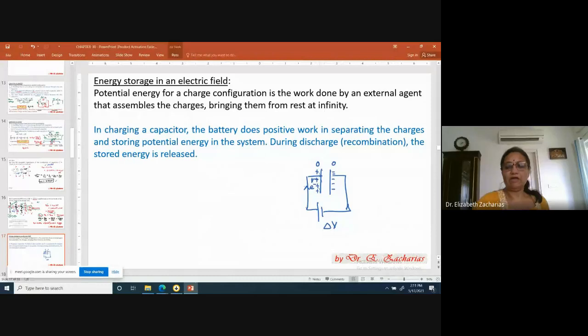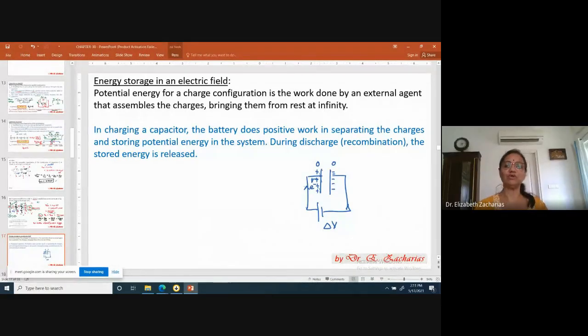Yes, ma'am. Yeah. So, who is doing this work? Which agent is doing this work of pulling out electrons? It needs to do work. Simply, you can't just take out an electron from a conductor. So, somebody is doing work. What is doing work there?